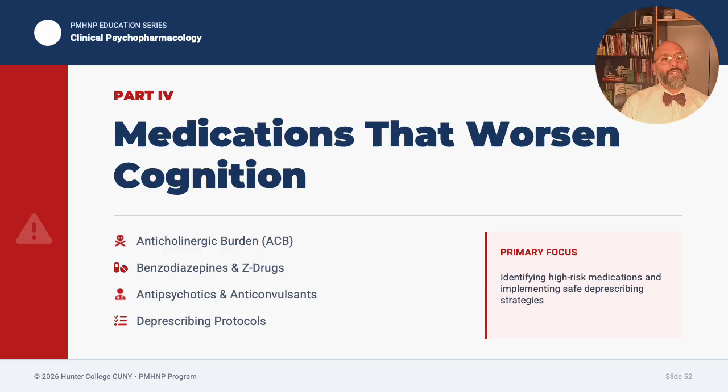And then, of course, we have to talk about deprescribing, not as an afterthought, but as a core clinical skill, because good dementia care isn't just about what we add, it's about knowing what to stop, when to stop, and how to stop safely. So the primary goal here is very practical. You want to identify those high-risk medications, understand why they worsen cognition, and apply a structured deprescribing strategy that improves clarity and safety and quality of life. And in many cases, the most effective cognitive intervention we have is removing the drug that should have never been there in the first place.